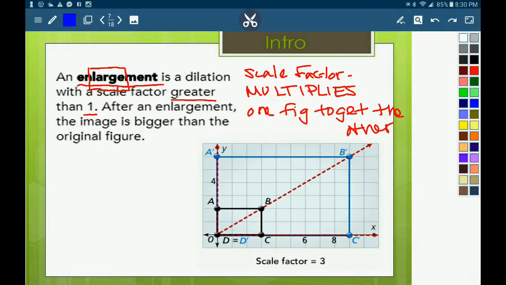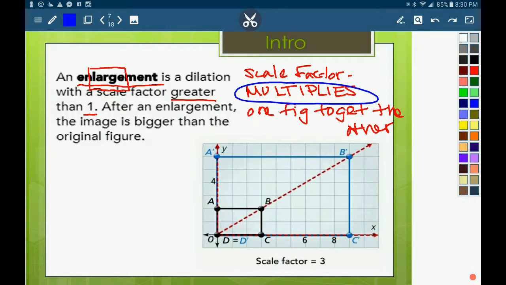Okay, key word here is multiplies. All scale factors are going to multiply side lengths to get other ones. So if we think about this, multiplying numbers by anything larger than 1 is going to make the number bigger. If we multiply by something smaller than 1, it's going to make it smaller.